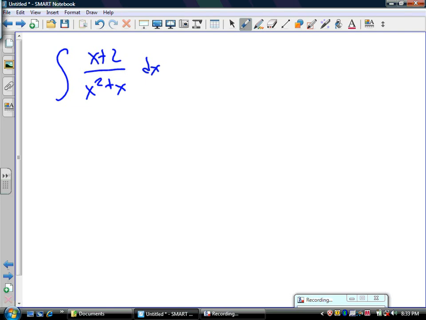How do you factor it? Put out an x, GCF. So you get the integral of x plus 2 over x times x plus 1 dx. Now stop there with the calculus and go do some algebra.